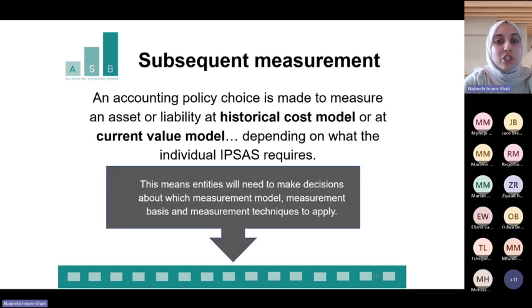Okay, moving on to subsequent measurement. An accounting policy choice is made to measure an asset or liability at the historical cost model or at the current value model. This also depends on what the individual IPSAS requires. This means that entities will need to make decisions about which measurement model, measurement bases, and measurement techniques to apply.